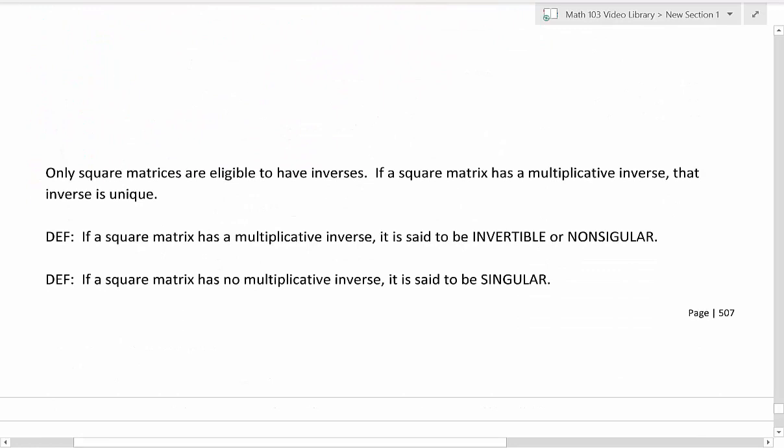Please note that only square matrices are eligible to have an inverse. Just like only one-to-one functions are eligible to have an inverse, only square matrices are eligible to have an inverse. If a square matrix has a multiplicative inverse, then that inverse is unique. See, you're not guaranteed just because it's a square matrix that you will actually get an inverse.